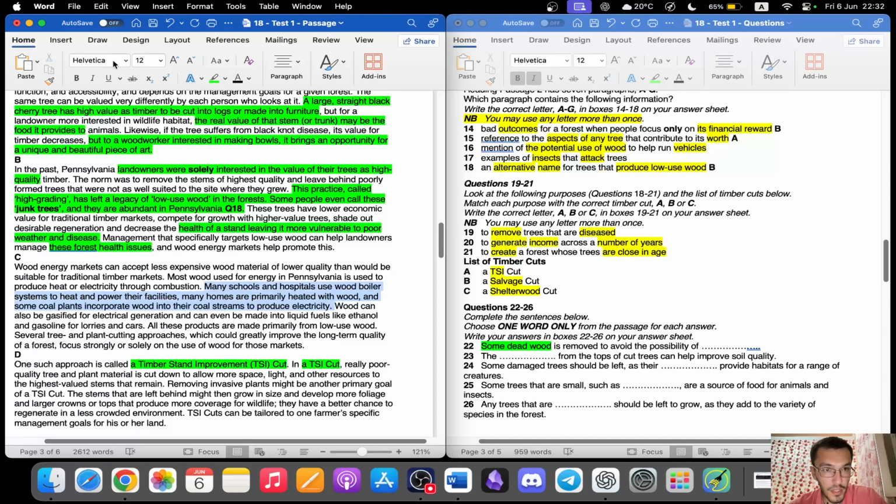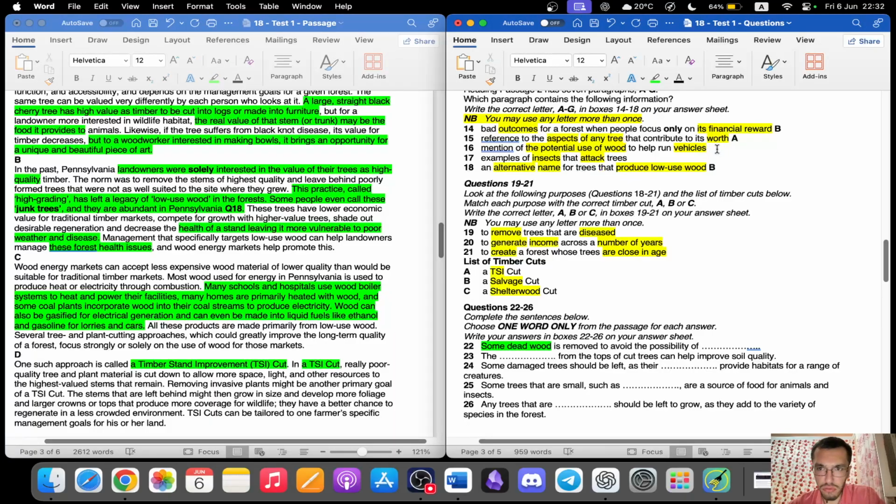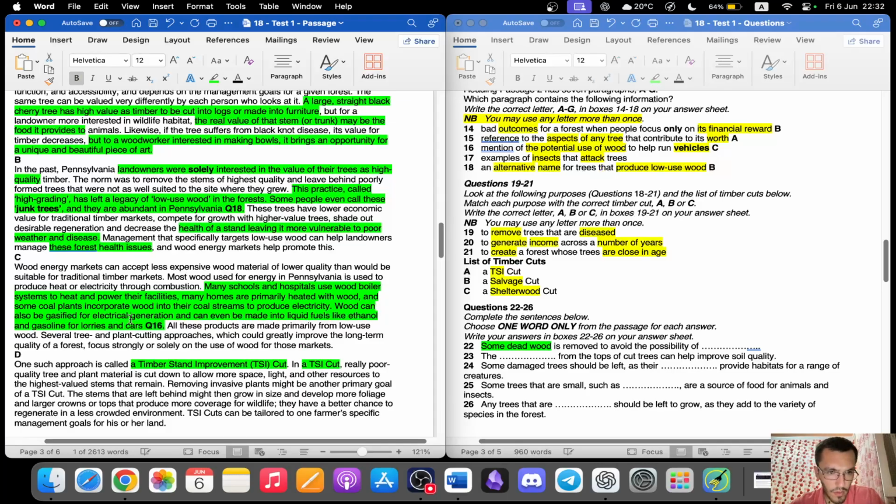So this sentence is mainly talking about the use of wood. Wood can also be gasified for electrical generation, and can even be made into liquid fuels like ethanol and gasoline for lorries and cars. Okay, there we go. We found the answer for question number 16, which is C. It's talking about vehicles. The vehicles are lorries and cars. So this is question number 15. No, 16. Okay, 16. There we go. Lorries and cars are known as vehicles.